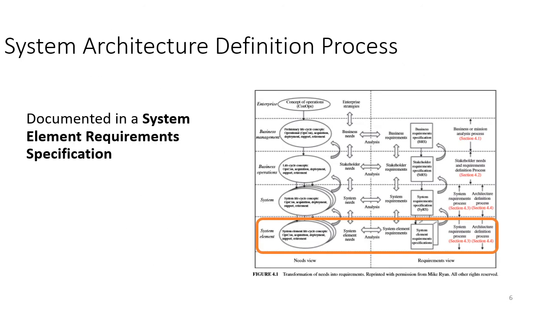To put things in a broader context, this diagram, figure 4.1 from the System Engineering Handbook, defines the documents that are generated: the business requirement specification, followed by the stakeholder requirement specification, followed by the system requirement specification, and then on the 4th tier we have the system element requirements specification, which captures both the architecture and the design.